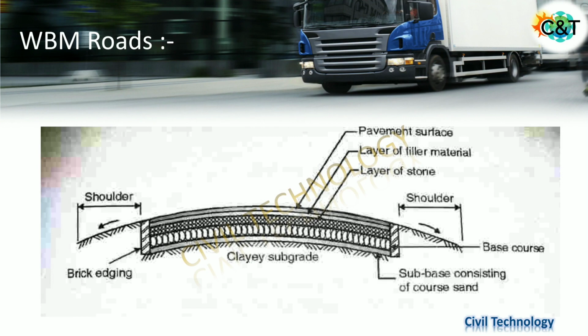Before that, let's see the general profile of the WBM road. Here you can see the bottommost layer is the subgrade layer. In this profile we see the clear subgrade. Above that, one layer of coarser sand we put, that we call the subbase layer. Then the coarser aggregate layer comes, then the screening materials layer, and lastly the pavement surface layer, meaning your bituminous layer.